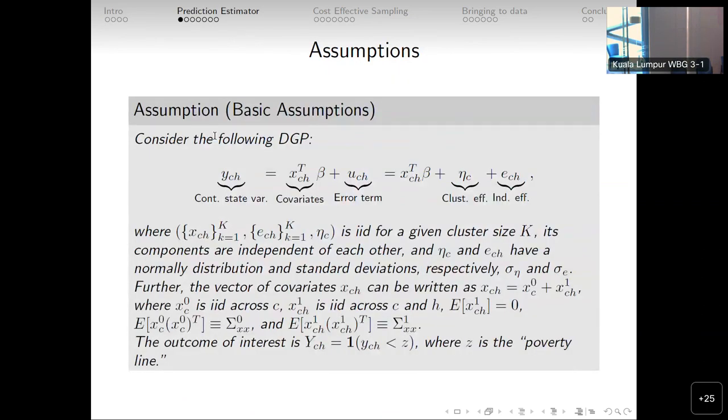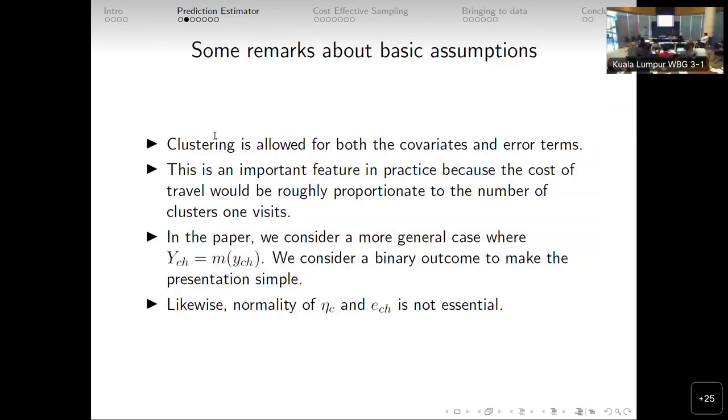Moving along. As I said, there are some nitty-gritty technical details here. I'll talk through them relatively quickly and focus mostly on the intuition. So we're going to assume a very standard linear regression specification. Y_ch is the log of household consumption for household h in area c. X is the set of covariates that we've been talking about for the past 2 days. And then we have an error term where we permit some spatial correlation structure. So nothing new here compared to earlier.